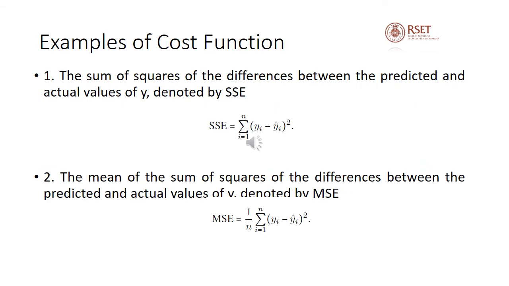Let's see different examples of cost functions. The first cost function is SSE, that is sum of squared differences. It calculates the squared difference between the predicted and the actual value, that is (y_a - y_cap) the whole squared. The next is MSE, that is mean squared error, which can be computed as MSE = (1/n) Σ from i=1 to n of (y_a - y_cap) the whole squared.